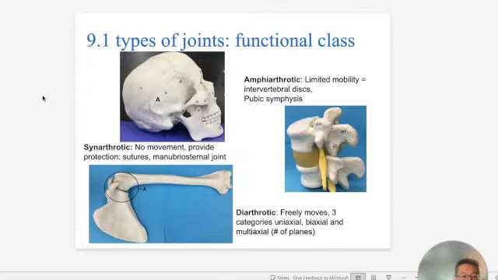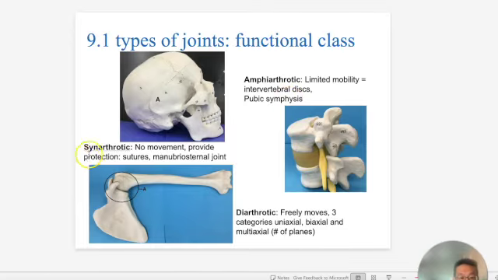Now, there are three types of joints we need to learn. Here are the names of them, and then we're going to dissect every one of them. The amphiarthrotic joint, amphi meaning two, has limited mobility. For example, the intervertebral disc and the pubic symphysis, which is in between the pubic bones.